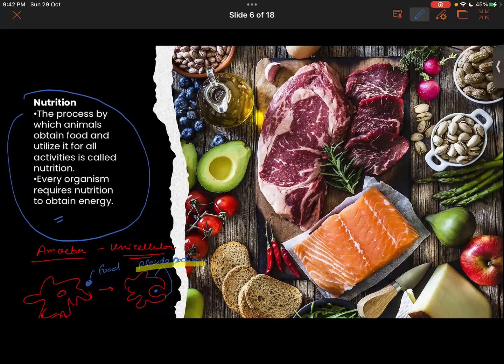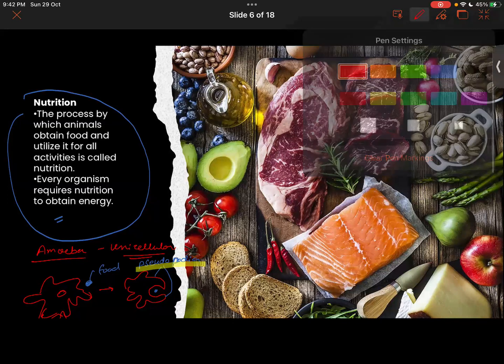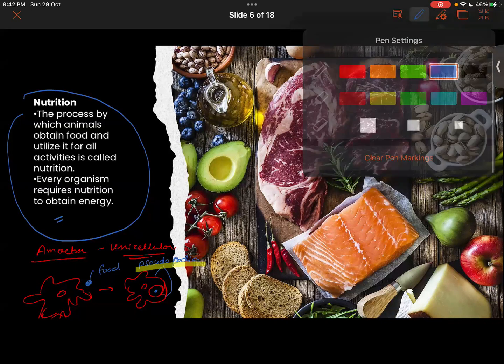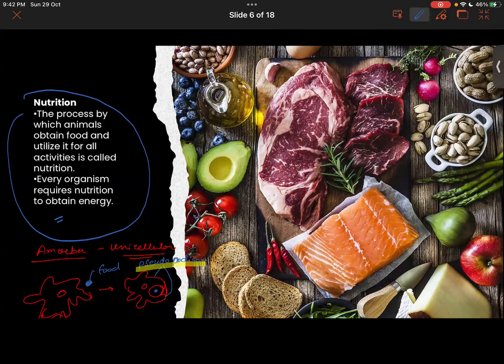So later on, what will happen? These false legs will join together, and the food is now engulfed by this amoeba. This blue thing which you see over here is a food particle engulfed by this amoeba. While talking about humans, do we also take food in the same manner? Obviously, no. We have a mouth.